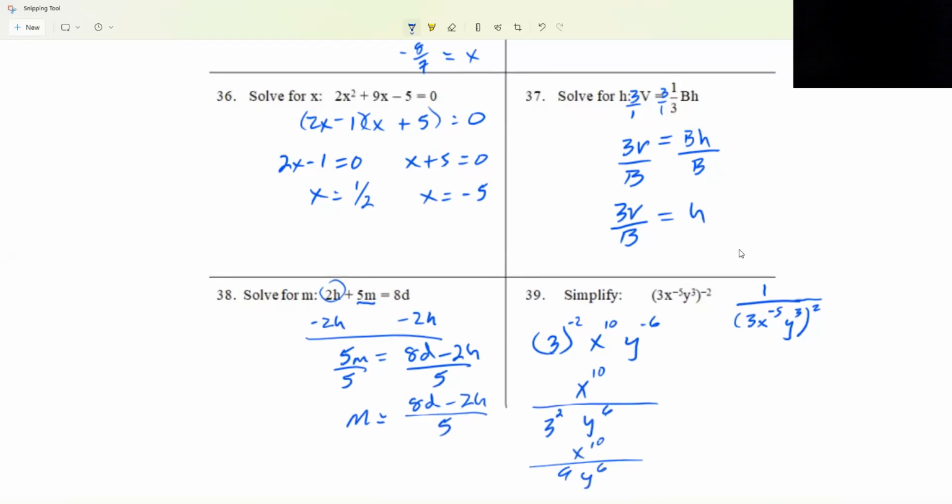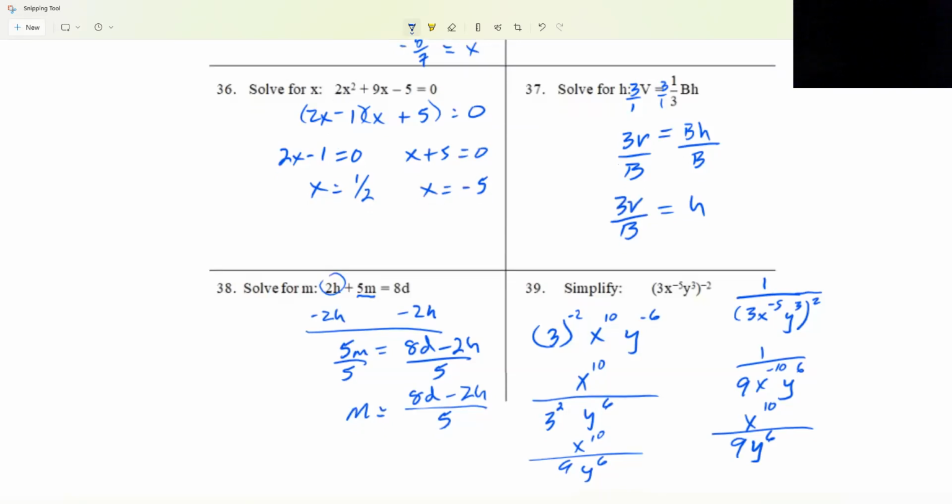Okay, if you did this over here, you do the same thing. You're going to get 3 squared is 9. That's going to give you negative 10, and that's going to give you positive 6. Get rid of the negative exponent. And you get the same thing. It just depends on how you look at it.